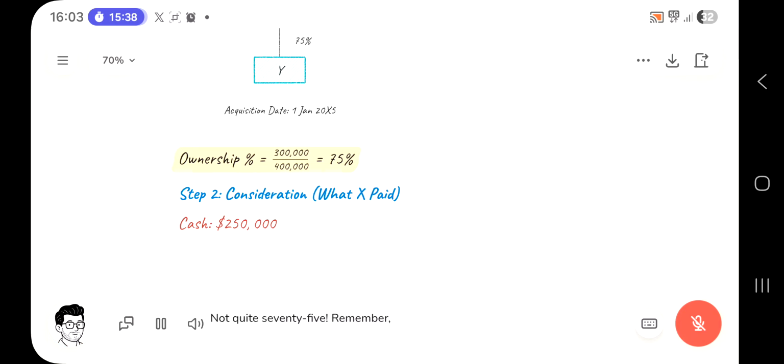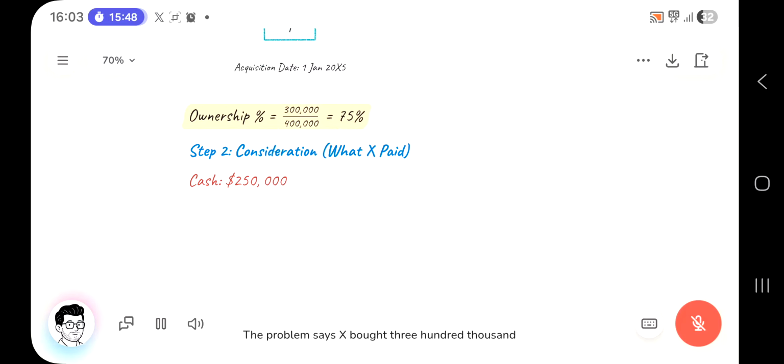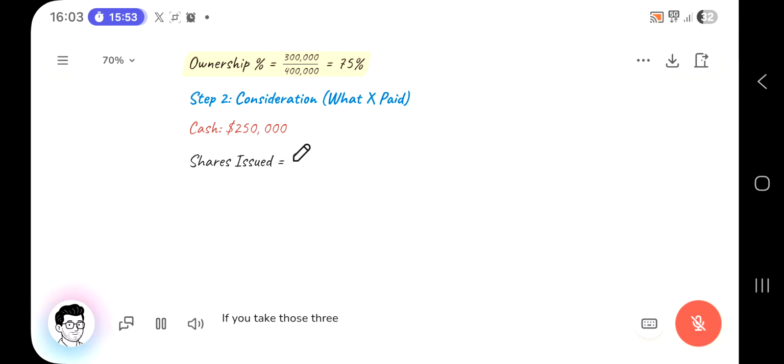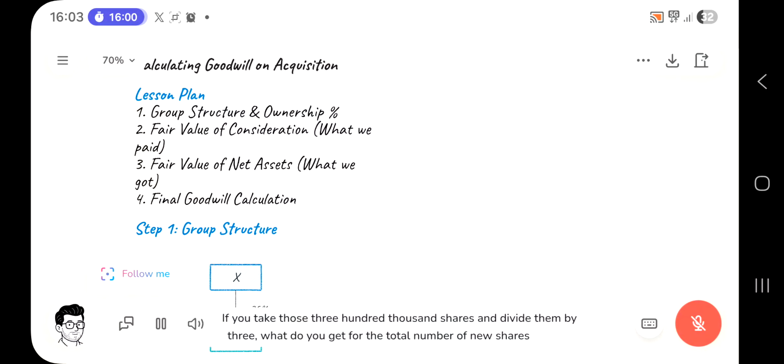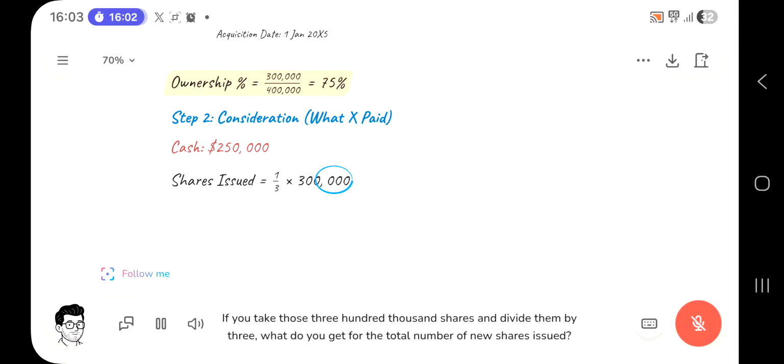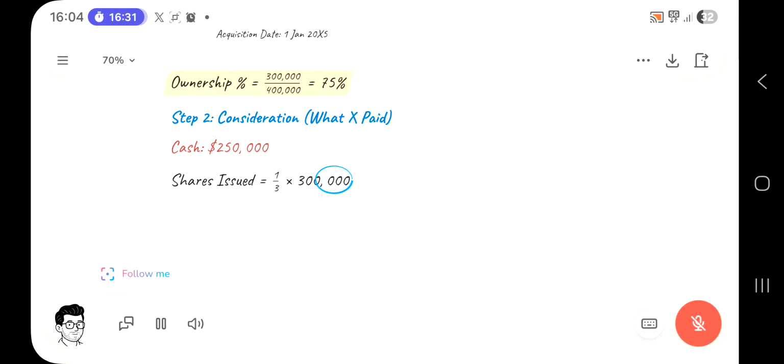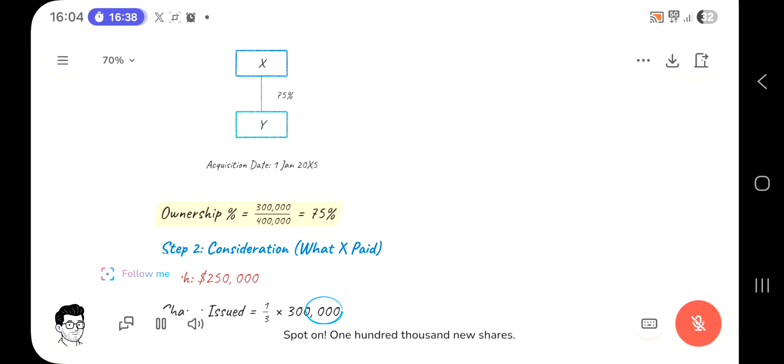Not quite 75. Remember, the 1-for-3 deal is based on the number of shares X acquired. The problem says X bought 300,000 shares. If you take those 300,000 shares and divide them by 3, what do you get for the total number of new shares issued? Spot on! 100,000 new shares.